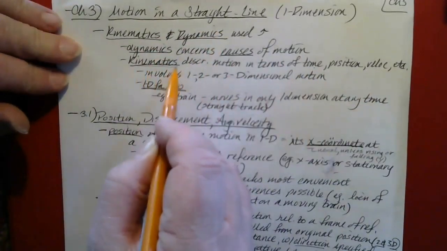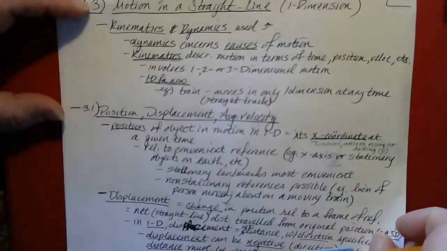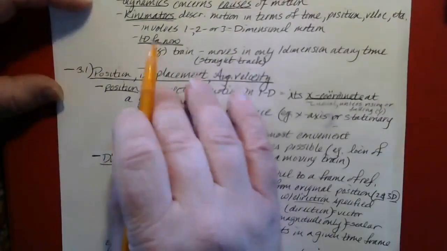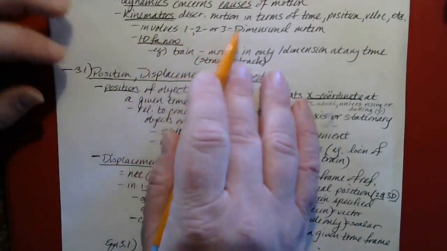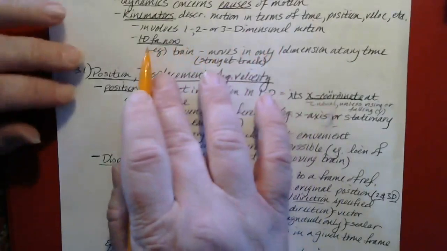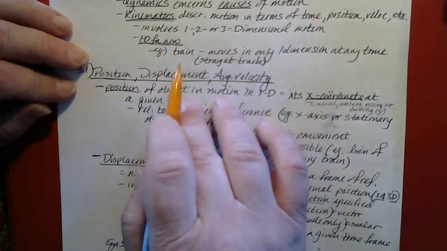Actually, as it turns out, kinematics will be what we spend most of our time on in analyzing motion. Kinematics can be used for motion in 1 or 2 or 3 dimensions, but we're going to stick with 1 dimension for this chapter, just to keep things simple, like I said.